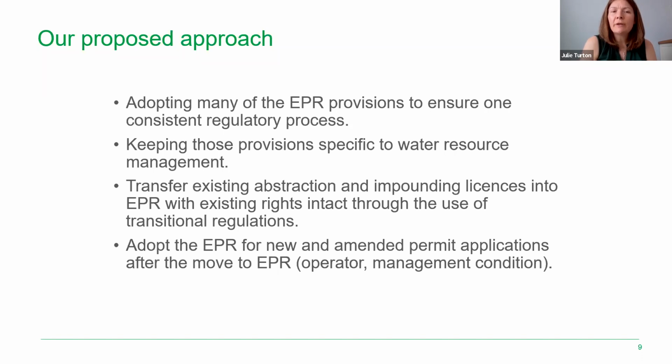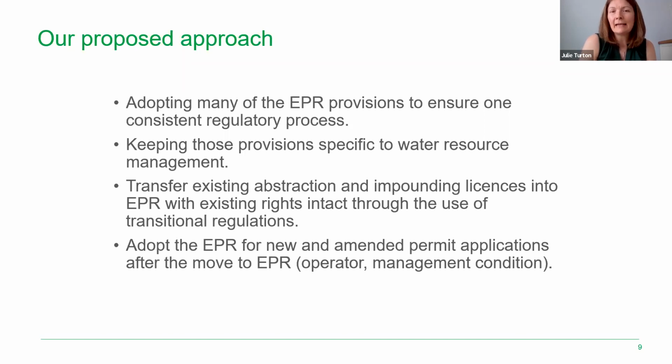So what we will do is we will take our existing licenses with us, and we're not going to change those as we move into EPR. They'll be known as converted abstraction permits or converted impounding permits, and they are our old licensing stock. And then once we're in the EPR, we'll start to issue permits under those new environmental permitting regulations. So we'll have converted permits, which are our old licensing stock, and then we'll have the permits that are actually issued under EPR. And there are transitional regulations which will allow existing license holders to keep operating in the way that they currently do and retain things like compensation rights and the conditions that people abstract under now.